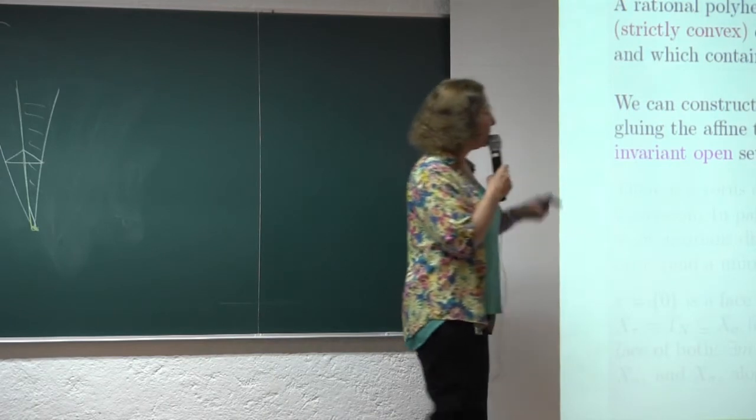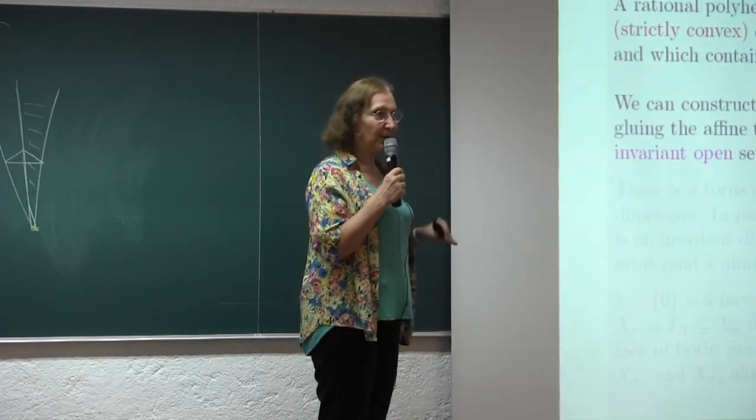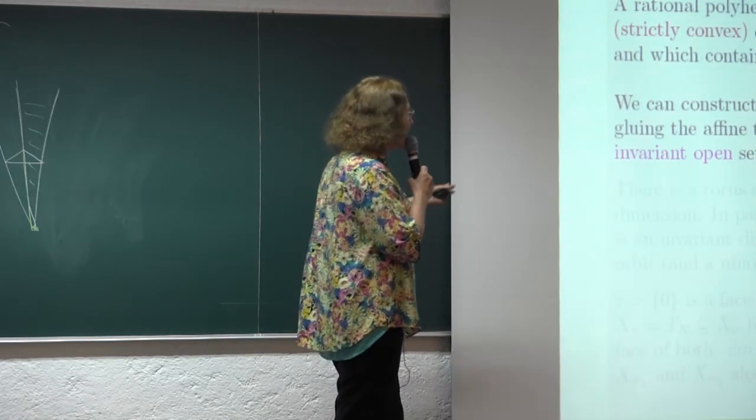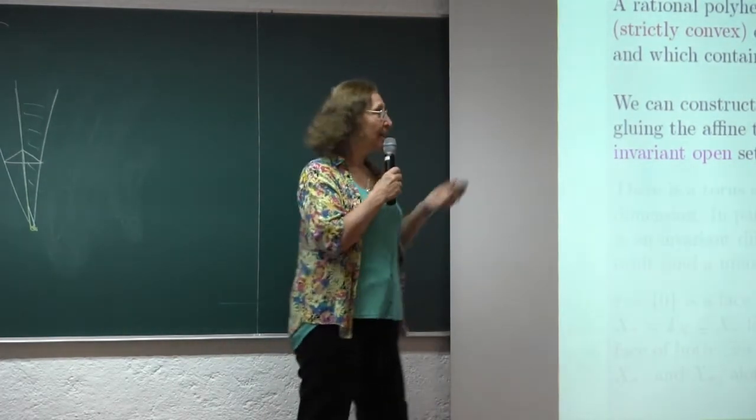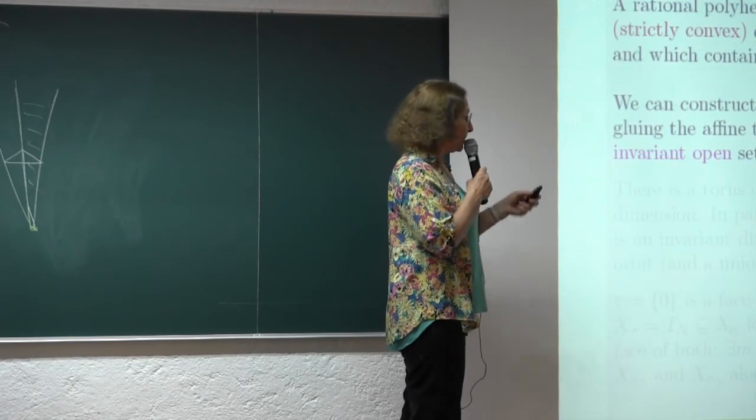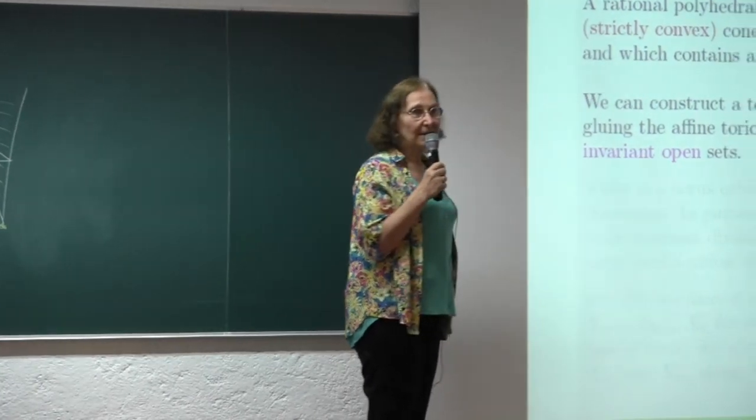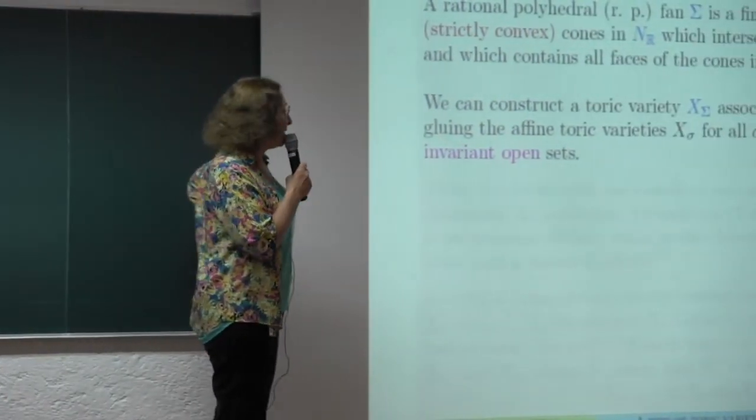So what we're going to do, very quickly, because I'm not going to be very precise on this, is construct a toric variety associated to such a fan, and we are going to glue them. And each X sigma is going to be an invariant open set.